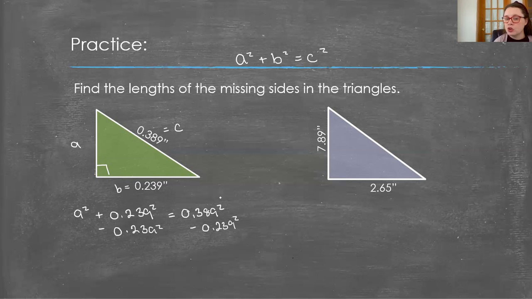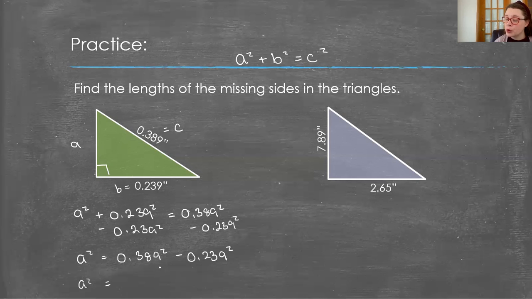Okay, we're just going to write it this way, and we're going to actually write it the long way. Make sure in your calculator you're doing 0.389 squared. Don't subtract these two numbers without including that squared. Okay, you can't just subtract them. You have to square first. So we really end up with this a squared equals 0.389 squared minus 0.239 squared.